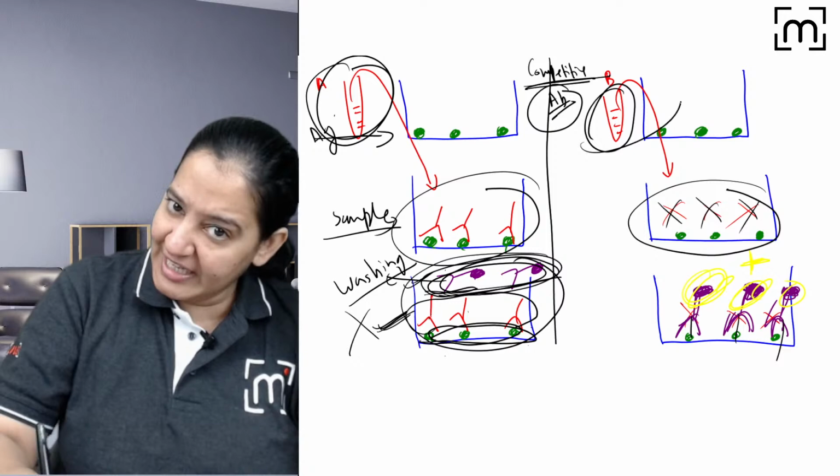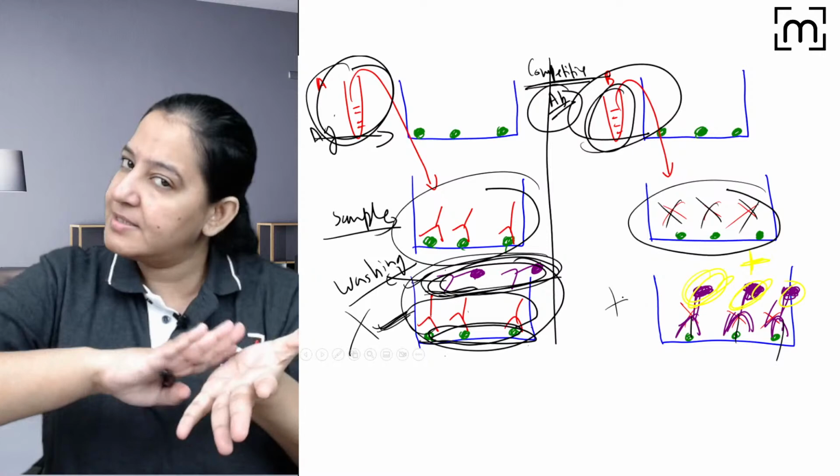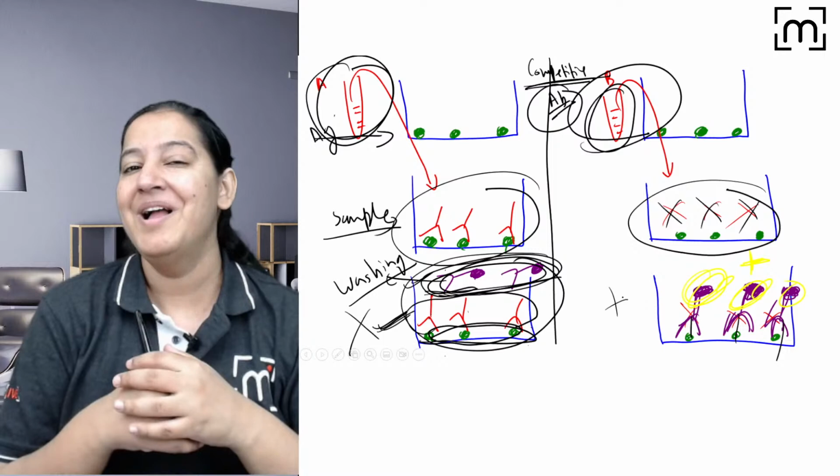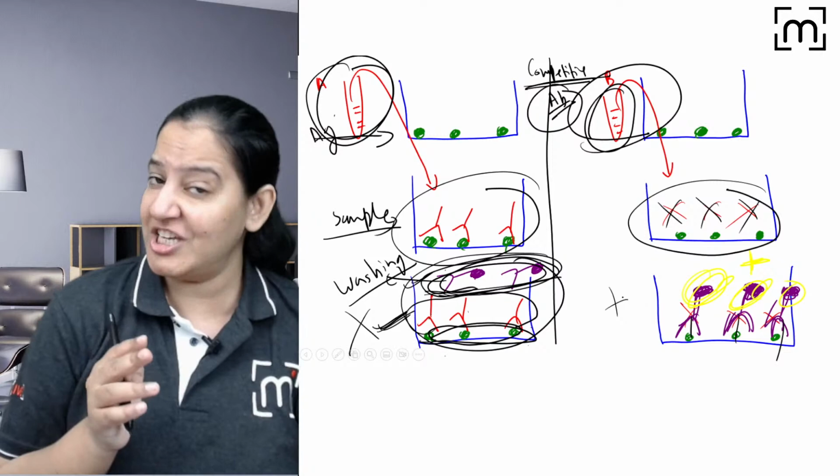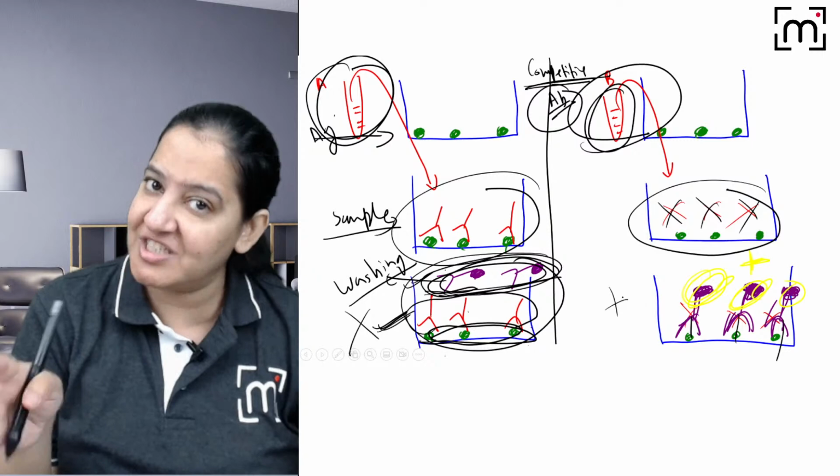So you should keep this in mind. If color change is taking place, it is negative. And if no color change is taking place, it's positive. Right? Here it is a little opposite. Usually we feel that color change means positive. The first two ELISA was that. Color change means positive. Right? But here in the third ELISA, competitive ELISA, no color change is positive. Color change is actually negative.